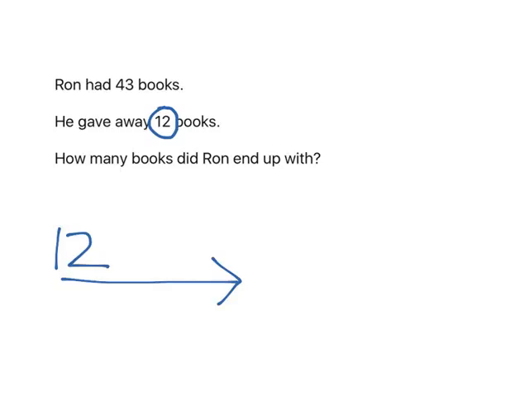Now we need to figure out where E and S go on the arrow. He gave away books. If Ron gave away books, he ends up with fewer books. So E must be small, and S must be big. Next, I need to reread the problem to figure out what E or S is. Ron had 43 books. I could also say Ron started with 43 books. So 43 must be my value for S.